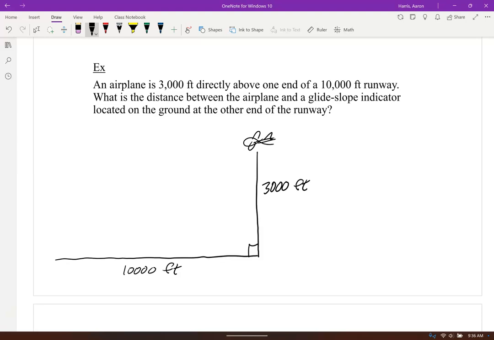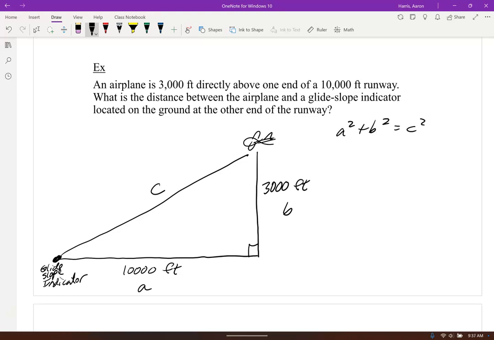What's the distance between the airplane and a glide slope indicator? Here's where the glide slope indicator on the ground is, on the other side. What's this distance? In other words, what's c again? Well, a, b, c. So a squared plus b squared equals c squared. a is 10,000 squared, b is 3,000 squared, equals c squared.